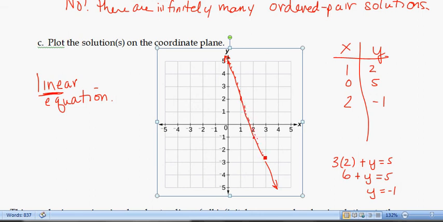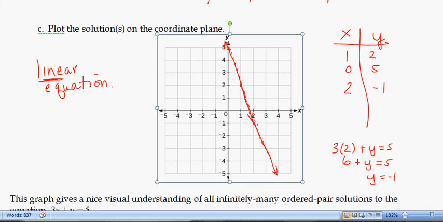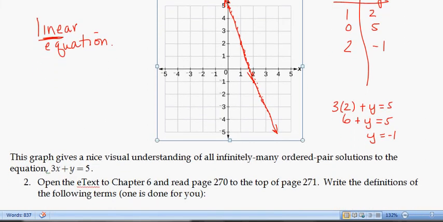So every single dot along this line, I'm trying to emphasize the fact that every single one of these points along the way are solutions. They are an ordered pair that makes the equation true, right? And the graph is a convenient visual way of doing this, right? So the graph gives us a nice visual understanding of all infinitely many ordered pair solutions to this equation.